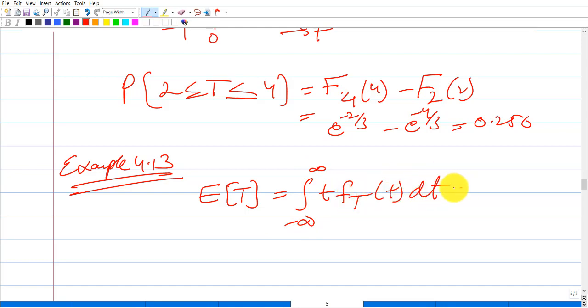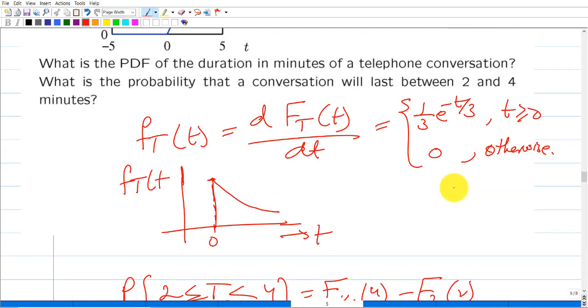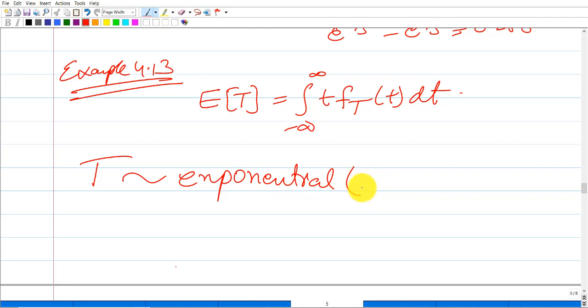We can use this relation, but it is for the case where we don't know what kind of family this random variable belongs to. But here we can figure out that f(t), the PDF, belongs to the exponential random variable with lambda equal to 1/3. So we can say that t is exponential with lambda 1 over 3.